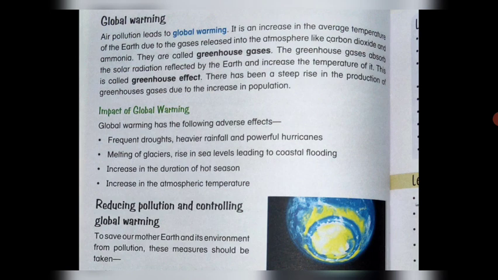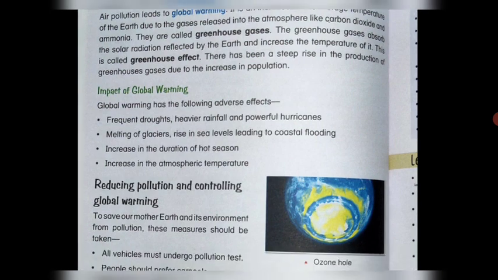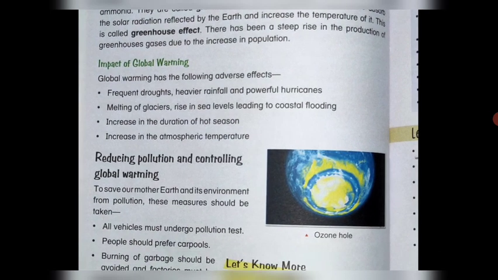There has been a steep rise in the production of greenhouse gases due to the increase in population. That is why greenhouse gases are increasing, the greenhouse effect is increasing, and global warming is also increasing. So what is the impact of global warming on the earth? Frequent droughts, heavier rainfall and powerful hurricanes, melting of glaciers, rise in sea level leading to coastal flooding, increase in the duration of the hot season, and increase in atmospheric temperature. These are the impacts of global warming.